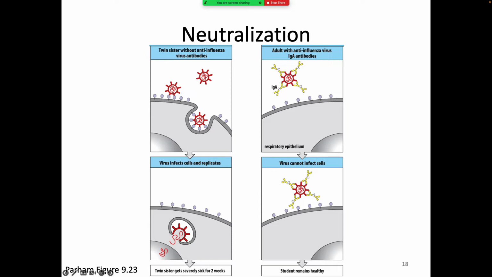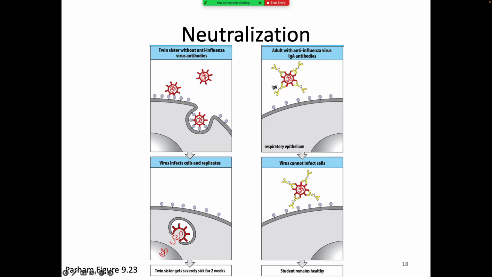On the left, you can see a general example of a virus infecting a cell. So here you can see the virus interacting with some protein on the surface of the cell, allowing the virus into the cell so the virus can start reproducing.